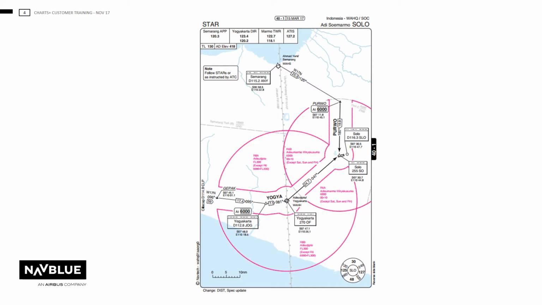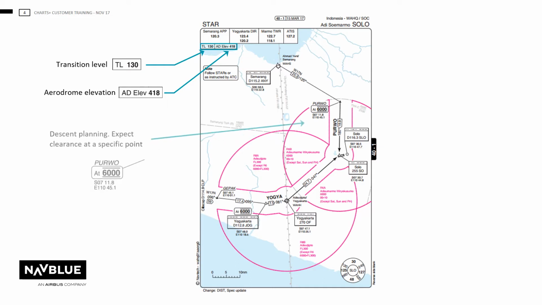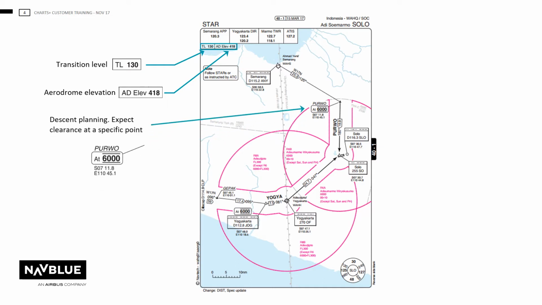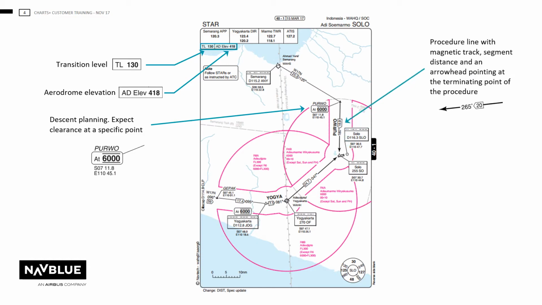Communication will be shown in order and charts drawn to scale as far as possible. The transition level and aerodrome elevation to be shown at the top underneath the comms. Here we are showing an altitude at a waypoint with coordinates. A procedure line with a magnetic track and the segment distance with a terminating arrow. The location of the procedure aerodrome with the runways correctly lined up to their heading.